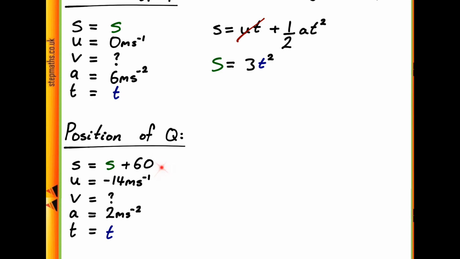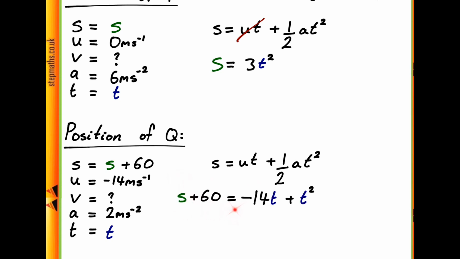Again, we need an equation which connects these four variables, which is going to be the same as before, s equals ut plus half at squared. Now substituting in these things, we find that s plus 60 is equal to minus 14t plus t squared. With these two equations now, you can see that we can eliminate s and try and solve for t.